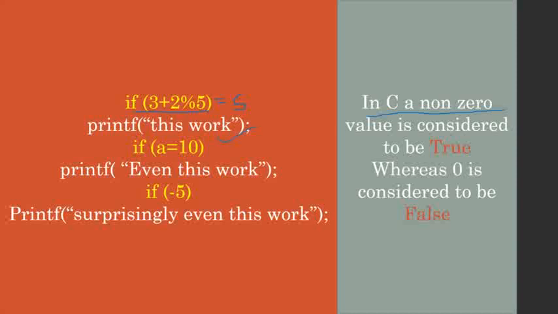Now in the second condition, a = 10. 10 is also a non-zero value, so even this work will be evaluated. Now if minus 5 is also a non-zero value, so surprisingly even this work is evaluated. So remember, in C, a non-zero value is always considered to be true, whereas 0 is considered to be false.